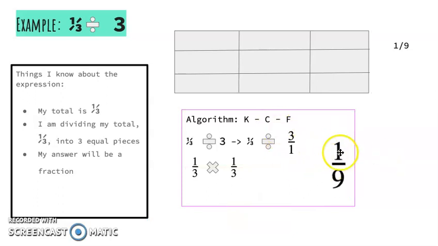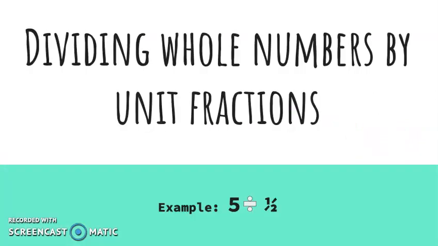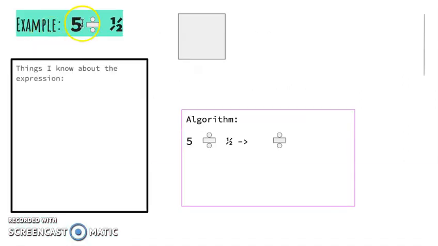So as you see in our algorithm, when we did our keep it, change it, flip it, we got the same answer as when we did our model, when we divided this 1/3 into 3 pieces using a model. So now we're going to do an example with dividing whole numbers by unit fractions. And our expression example will be 5 divided by 1/2. So my expression is 5 divided by 1/2.